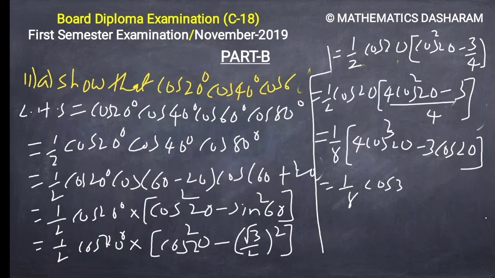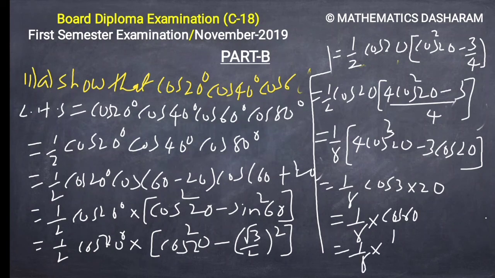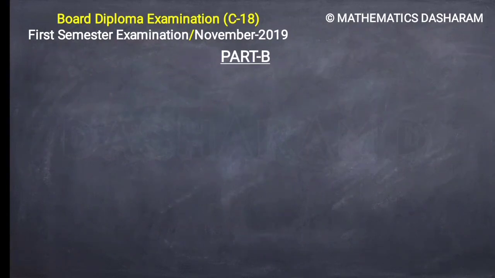So cos 3 into 20. So 1 by 8 into cos 3 into 20, cos 60 degrees. So 1 by 8 into cos 60, which is 1 by 2. So 1 by 16. So it is equal to the RHS. Hence proved.